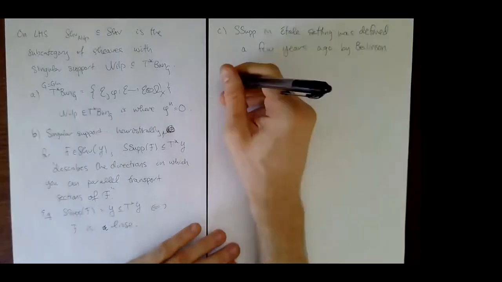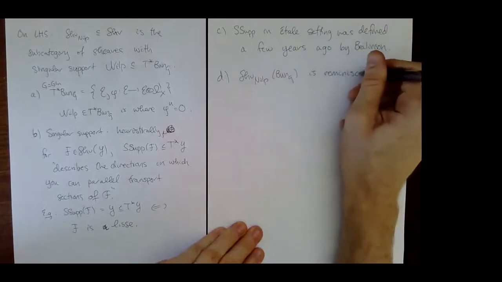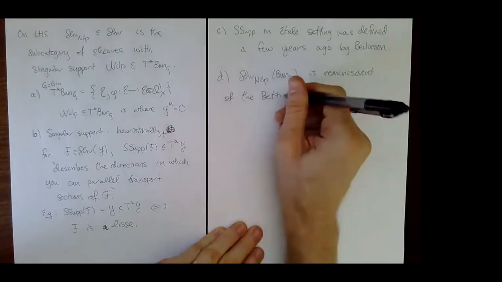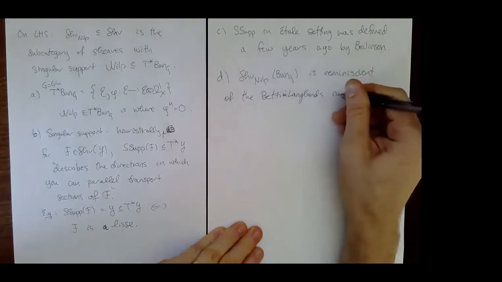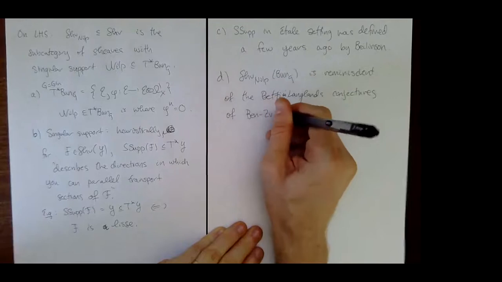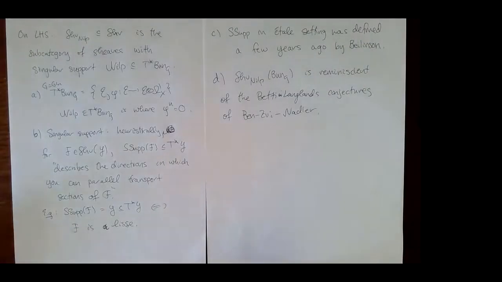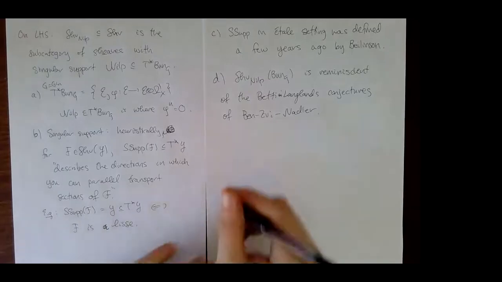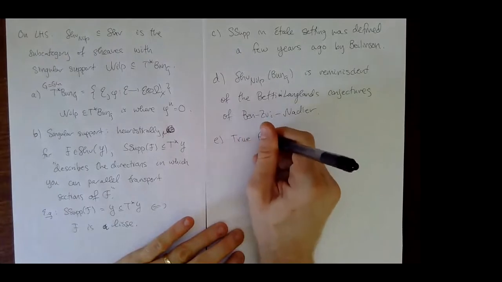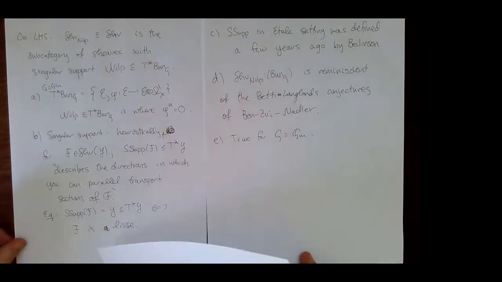Another thing is that the appearance of this category sheaves nilp on Bun_G is reminiscent of the Beilinson-Langlands conjectures of my colleague Ben-Zvi and David Nadler. I should say again the conjecture, well, there should be many structures that should preserve Hecke functors and so on. I can add it's true for G_m. I think that's what I had. So that's the statement of the conjecture.